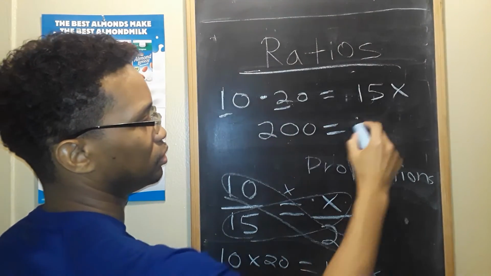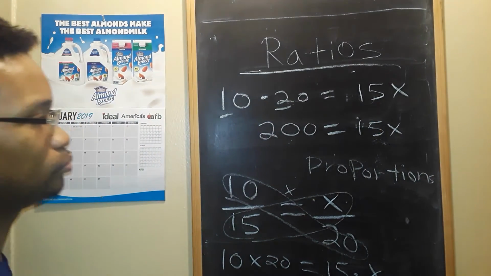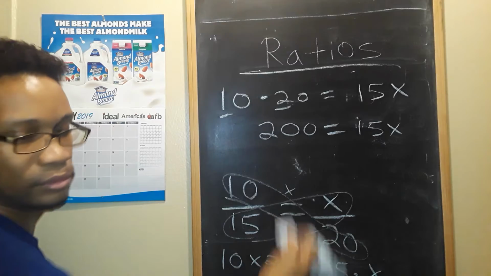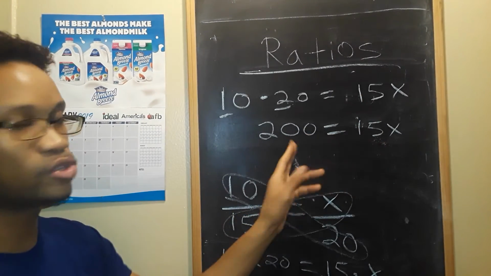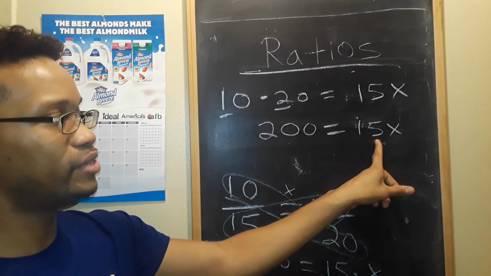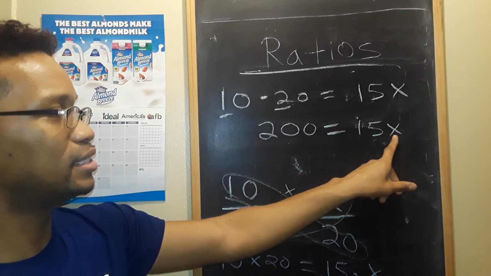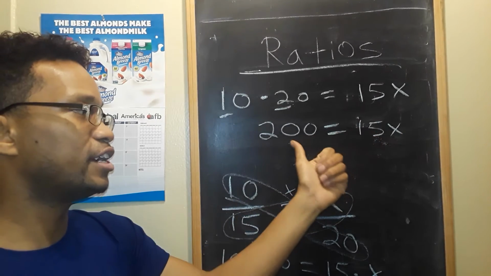And then 15x. You bring that down. Okay? Now you have 15x here equals 200. So the next step you have to do is, since you have 15 times x, and you want to have this x alone, you have to bring this 15 on another side.